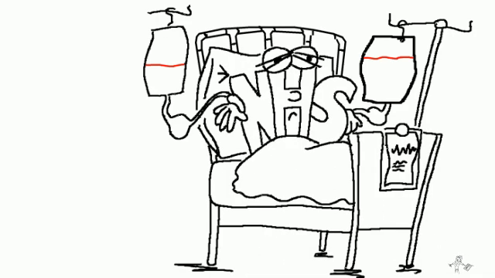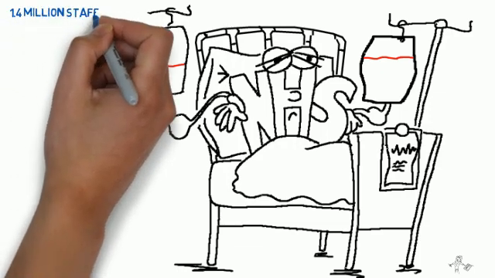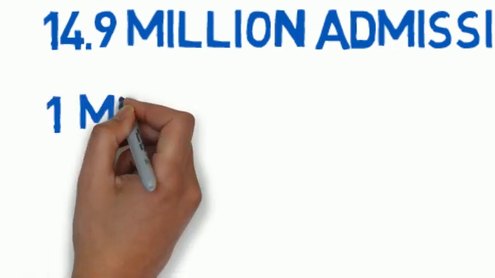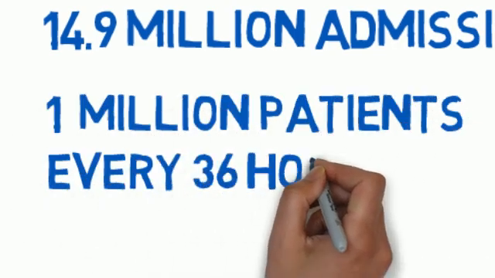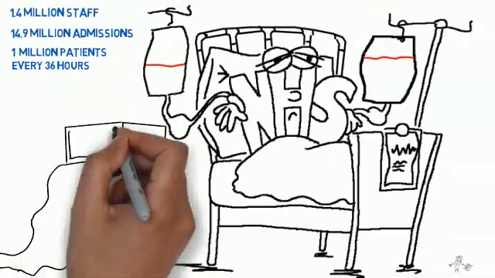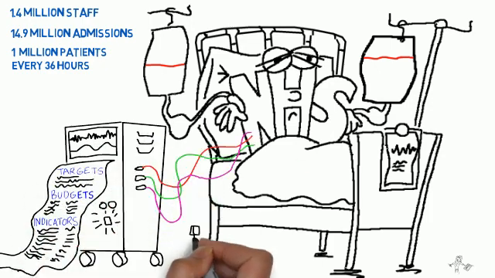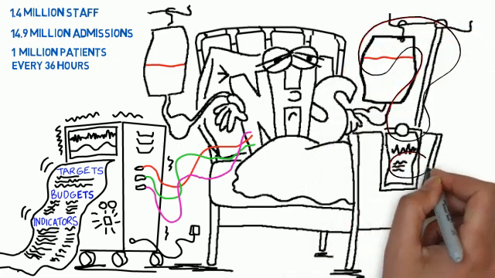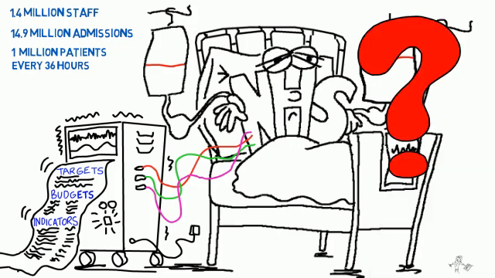An altogether different scale. 1.4 million staff, 14.9 million hospital admissions each year, 1 million patients every 36 hours. Arguably, the NHS has enough quantitative data, financial, performance reports, targets, etc. And even the qualitative data, customer, staff and other stakeholder feedback. So why then is it so difficult to make a diagnosis and treat the patient, in this case the NHS?